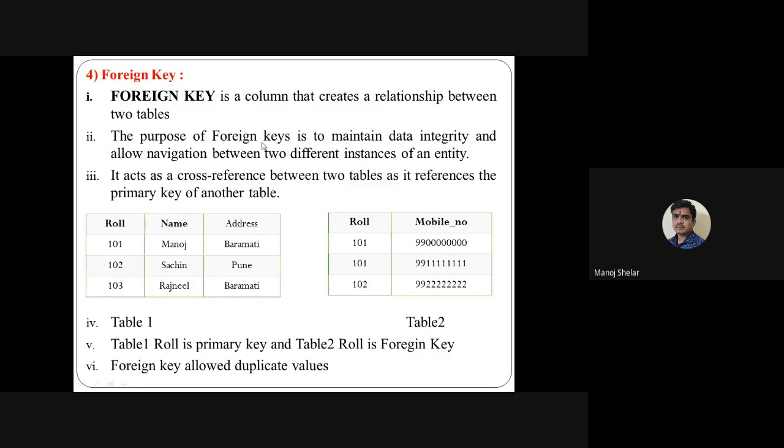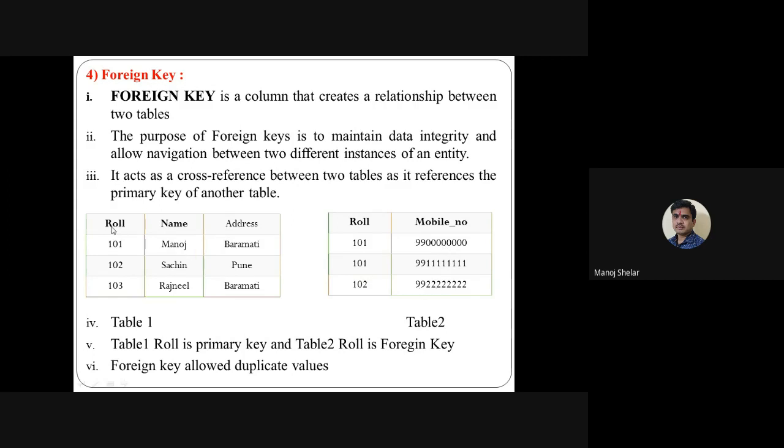The purpose of the foreign key is to maintain data integrity and allow navigation between two different instances of the entity. One simple example: there are two tables available. The first table is Table 1, and the second is Table 2.